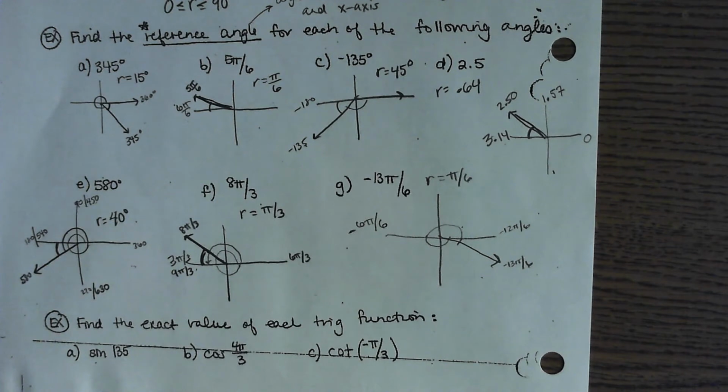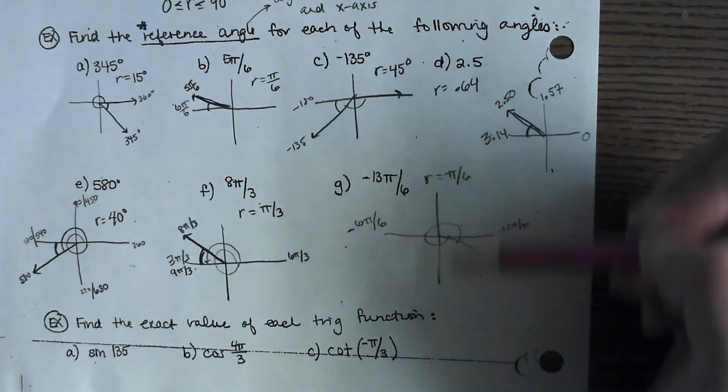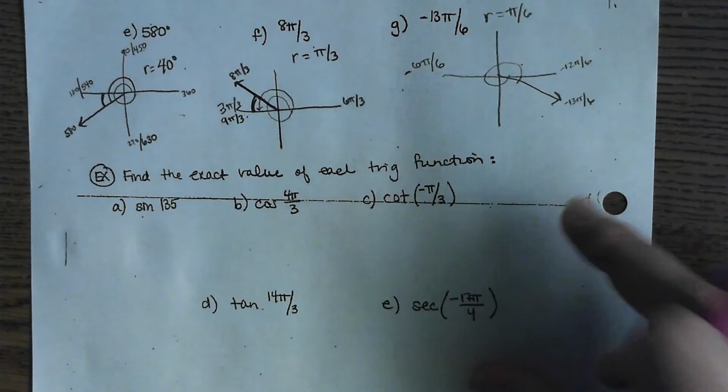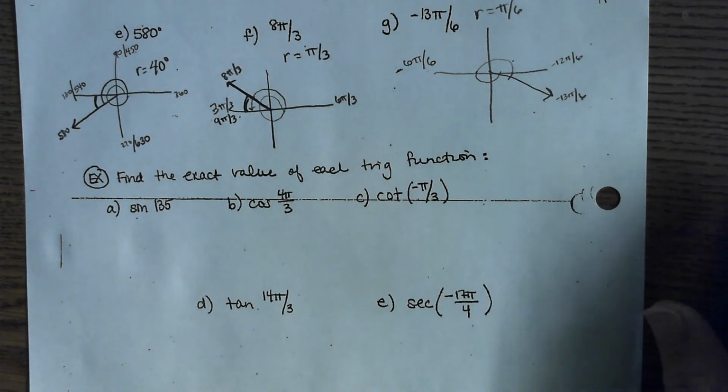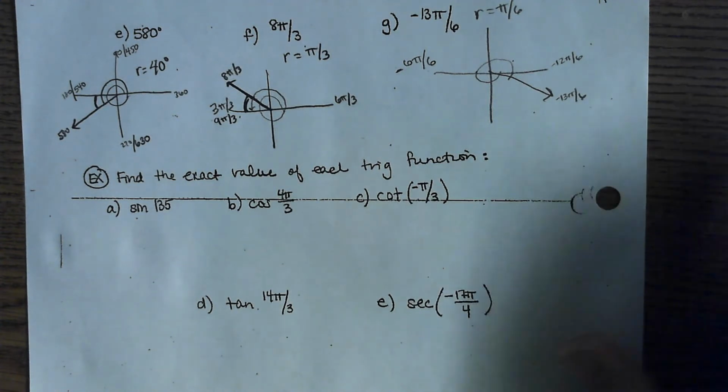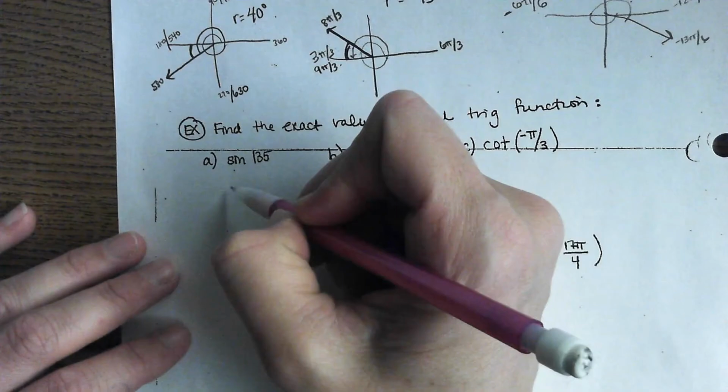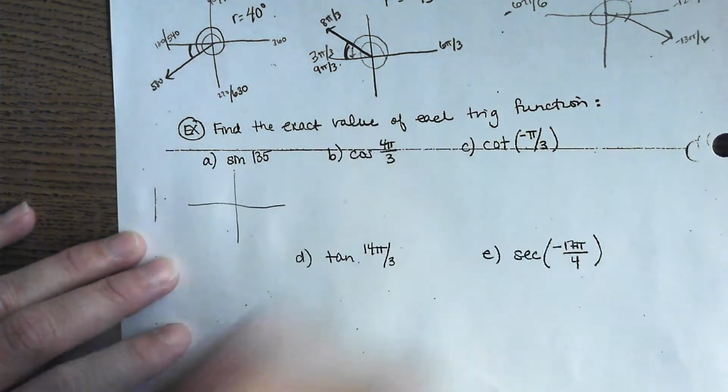Okie doke. So the angle, the reference angle, and the quadrant in which it lies are key. Because down here, that quadrant that it lands in is going to determine the plus or minus based on All Students Take Calculus. So for the sine of 135, we've got to figure out what the reference angle is and where this thing lands.